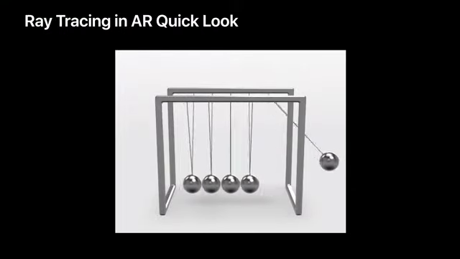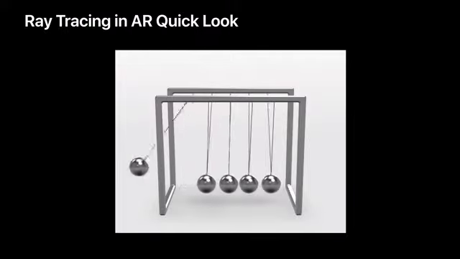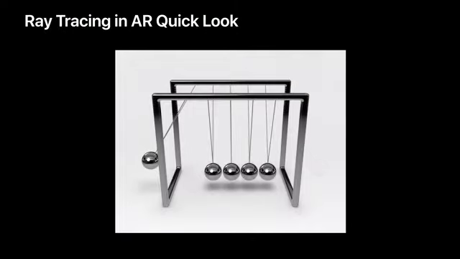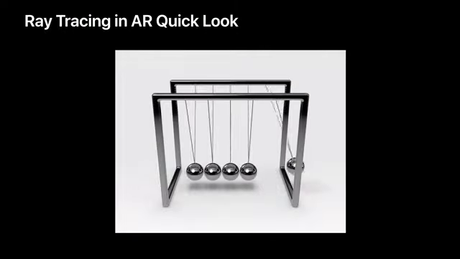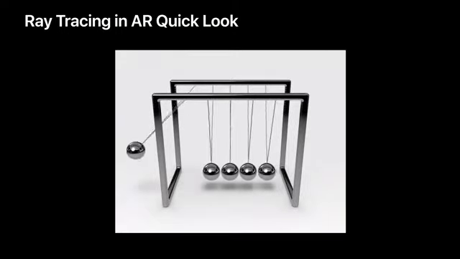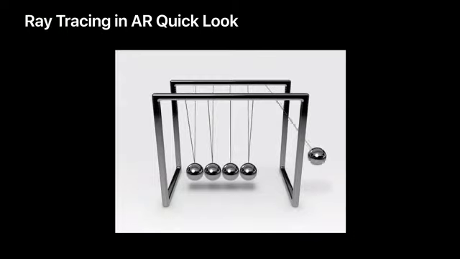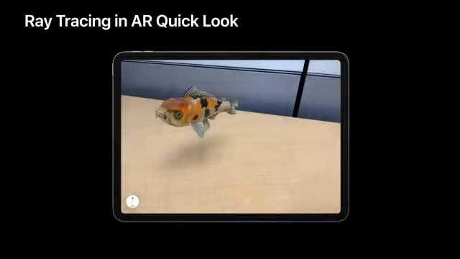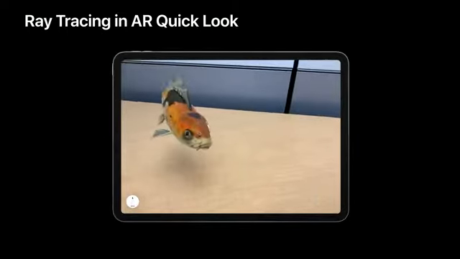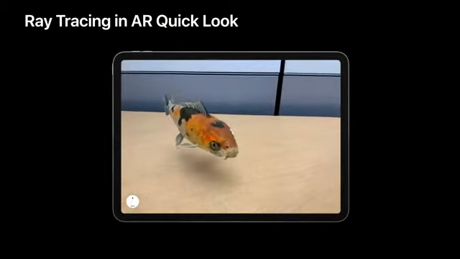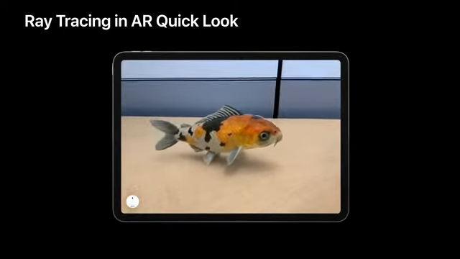In last year's version of AR Quick Look, these shadows were actually pre-computed, so they wouldn't move as objects moved around. This year, we've used Metal's support for dynamic scenes to render these shadows in real time. So now, as objects move, their shadows will move with them. And this even works for deforming objects, such as skinned models. We can see the shadows follow the motion of the fish as it swims around the scene.